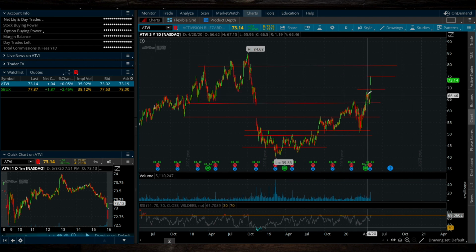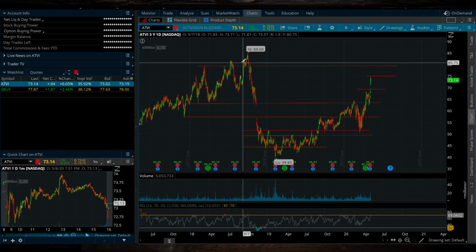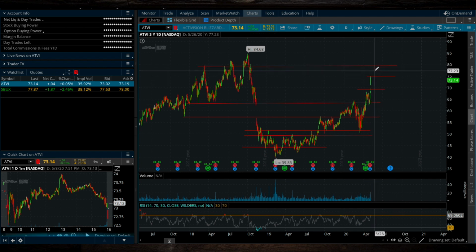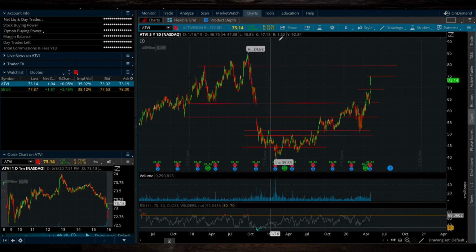But for a concrete level of resistance, we can go all the way back to 2017. And this is the next level that we're really watching. And if it gets up here, we might watch for a bounce to see if it bounces back or to see if it breaks through and continues to maybe take out this high. So that's how I might use this to look at ATVI.